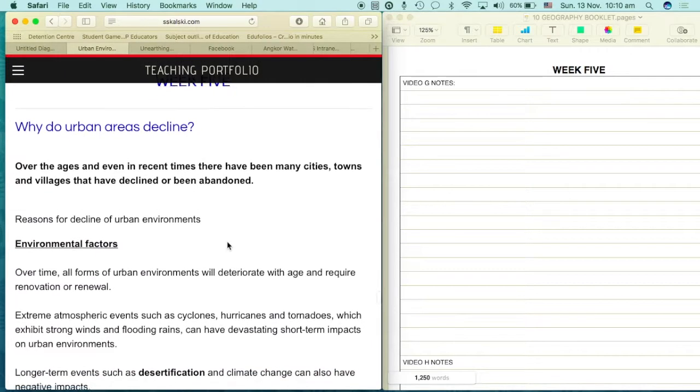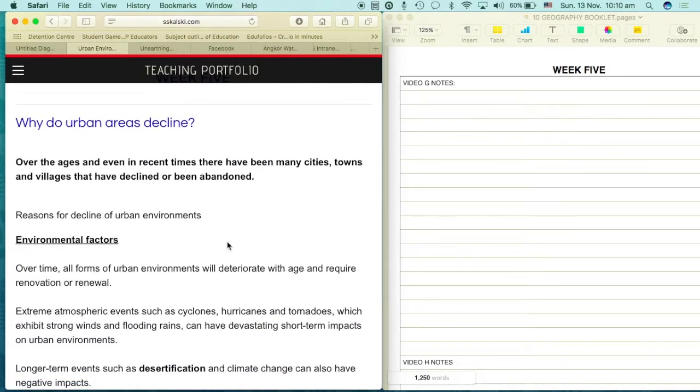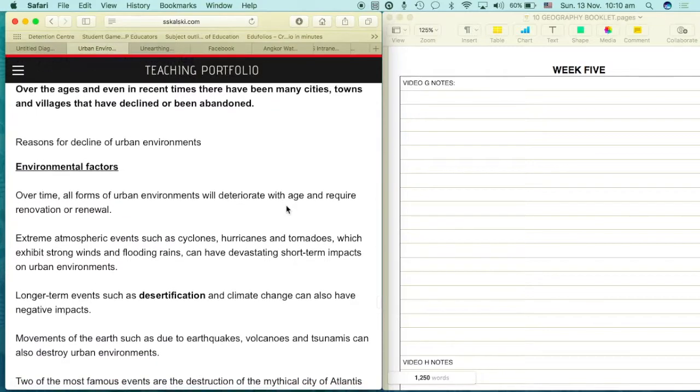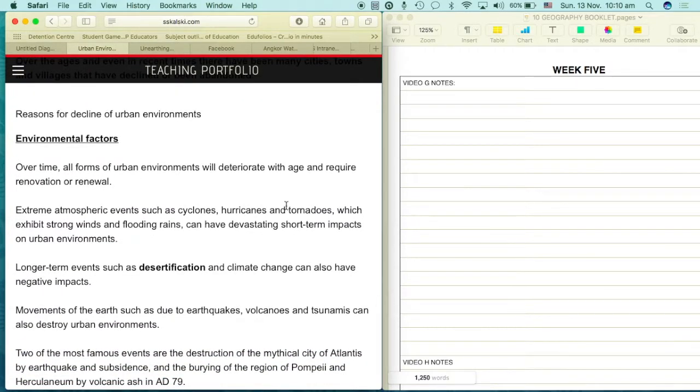Okay, so I'm just going to read through the information that's on the website. So why do urban areas decline? Over the ages and even in recent times, there have been many cities, towns and villages that have declined or been abandoned. There are many reasons for this.